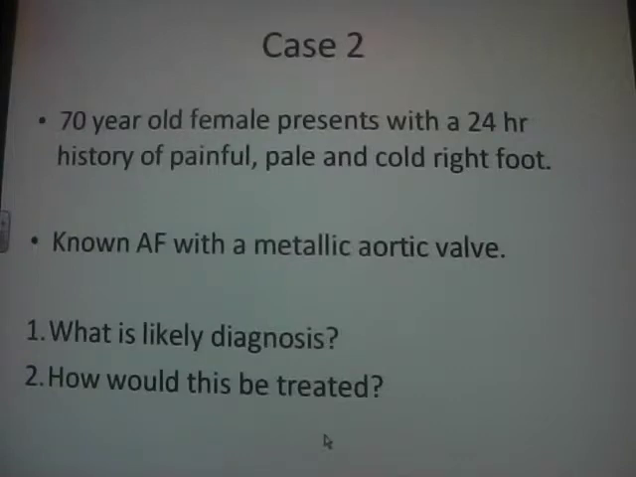Okay, so second case is a 70-year-old lady who presents at A&E with a 24-hour history of a painful, pale and cold right foot. She's known AF with a metallic aortic valve. So what's the likely diagnosis? And how would this be treated? Yeah, ABCDE, but do you know anything on top of that? What would you do after? Yeah, the Marsden... sorry, the molecular heparin regimen sounds scary as a principle, but in practice it's really simple. I've got lots of very clear charts to tell you exactly what to do if you haven't seen one before.